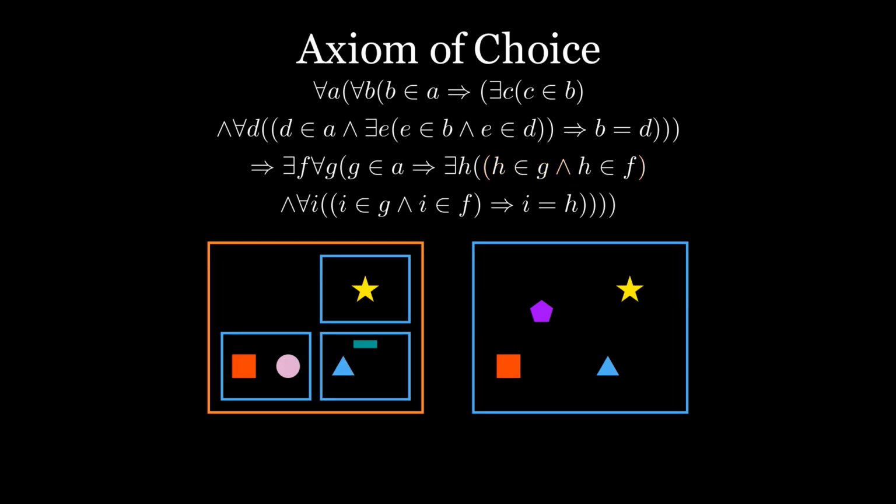and H is an element of F, and for all I, if I is an element of G, and I is an element of F, then I equals H.